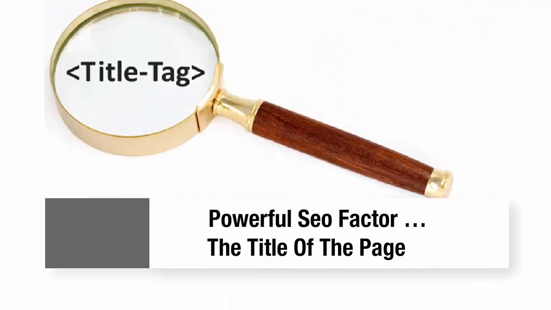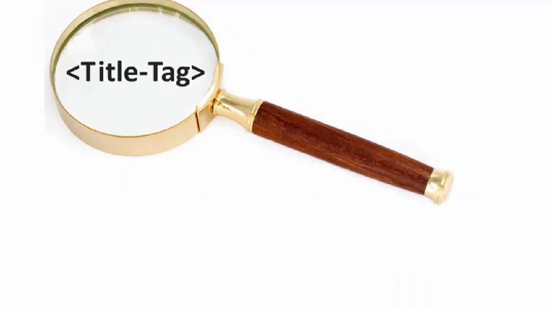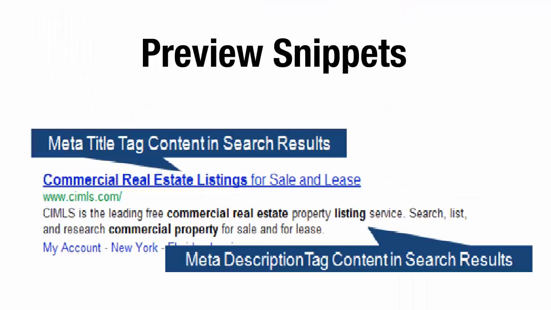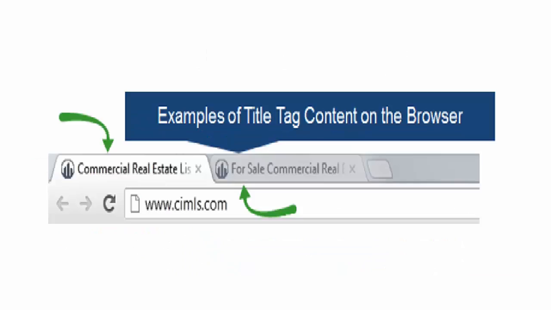It's time to take a look at another powerful SEO factor, the title of the page. Title tags define the title of a document. Search engines use titles to display preview snippets for a given page, as shown here. Title tags also show up in the tabs of browsers like Chrome, and title tags are also very important for social sharing.